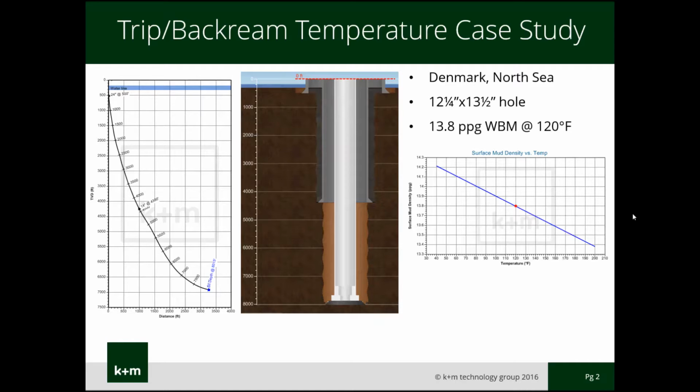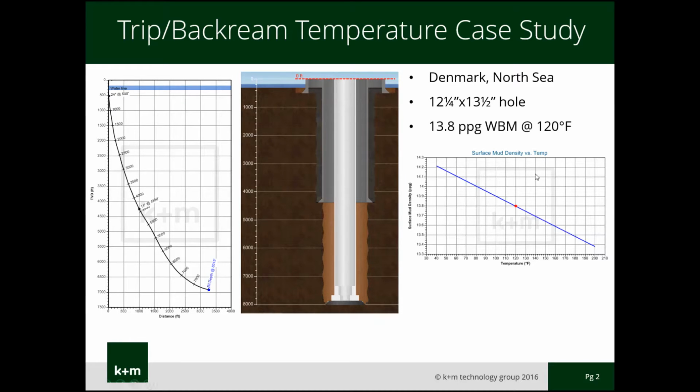And where this comes up most often is when we're either tripping or backreaming out of the hole. To illustrate the point that I want to make, I've got an example here from the Danish sector of the North Sea. The well's not particularly high angle, and it's not particularly deep. We're looking at about 7,000 foot TVD, and the operators drilled 12 and a quarter by 13 and a half inch under-reamed hole. They're using 13.8 pound per gallon water-based mud, and that density was measured at 120 degrees Fahrenheit.